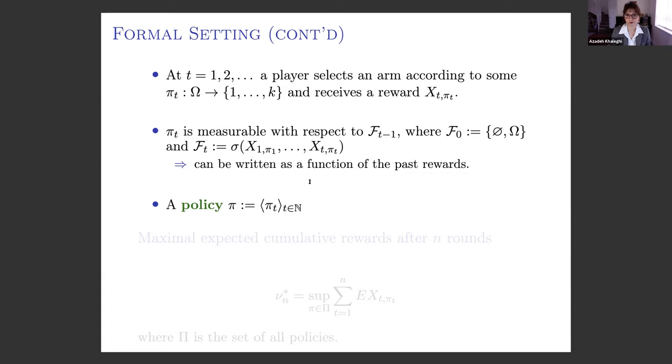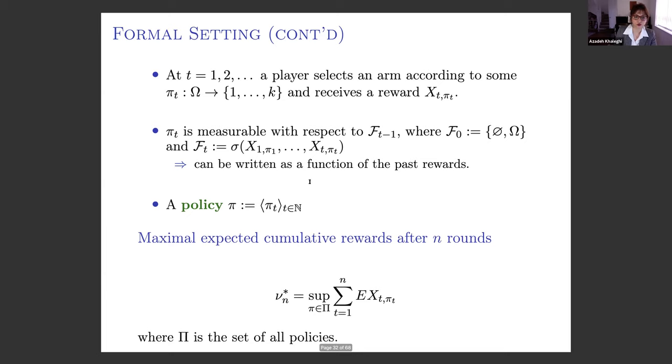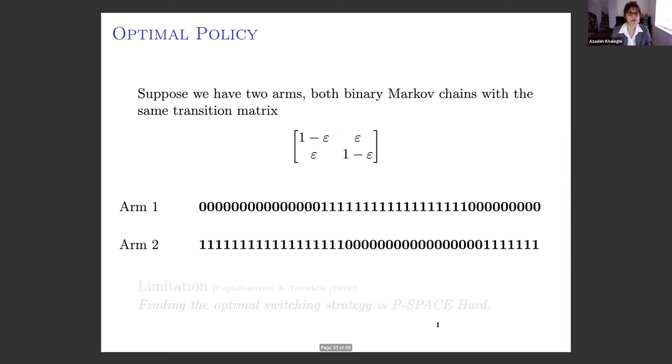Now, let us define the best we can possibly do here. I'm going to call this nu star sub n. After n rounds of play, this is the maximal expected cumulative reward after n rounds, which is the supremum over all possible policies. Capital Pi corresponds to all such policies, sequences of mappings, each of which is measurable with respect to the filtration that keeps track of the observations so far. The supremum over that of the expected cumulative reward up to round n. Okay. This all looks a little too abstract, so let's look at an example.